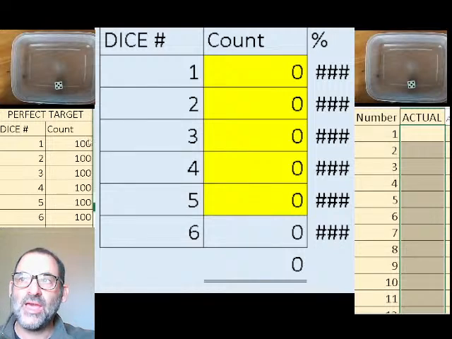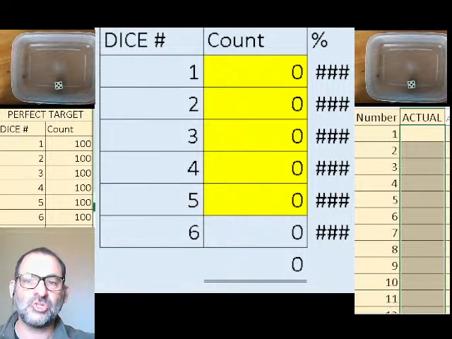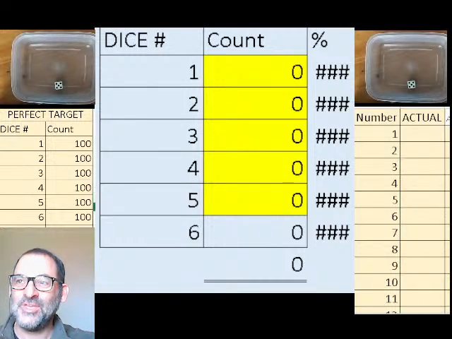You'll see on the screen what I have is currently the video that's going to show the dice on the top left hand side and the top right hand side. On the left hand side of the screen, that's the perfect target. So I'm going to try and throw the dice 600 times, and then that will be the perfect distribution. On the right hand side, that's how I'm going to keep track of the actual that was thrown, and in the middle, there's the count with some percentage as well. So yes, let's get going.